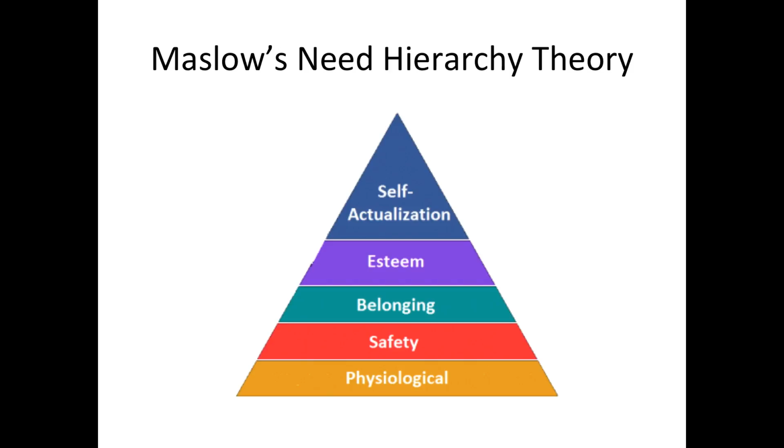Here's his need hierarchy theory. It goes from the bottom being the most basic to the top being the more complex. The first two are physiological and safety needs. Next is belonging, then esteem, then self actualization.